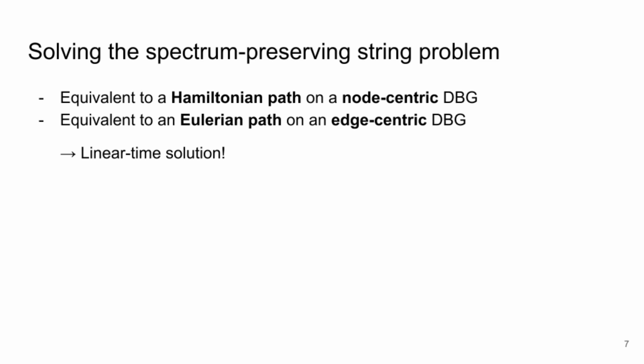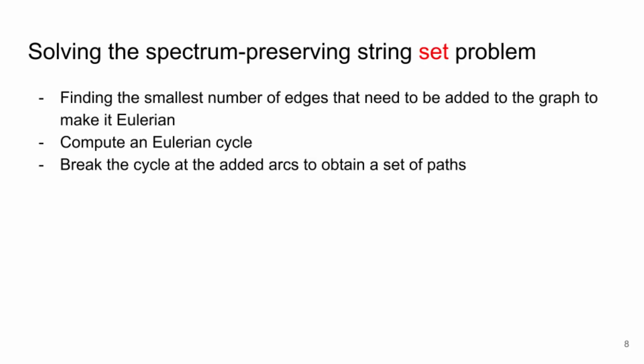How about the spectrum-preserving string set problem, where instead of a single path, we need to find the smallest path cover, so the smallest set of paths which covers the graph. So this problem is not actually much harder than the previous problem. The solution goes like this. We find the smallest number of edges that need to be added to the graph to make it Eulerian. After this, we compute an Eulerian cycle, and then finally we break the cycle at the arcs that we added. Now the set of paths that remain give the smallest possible spectrum-preserving string set.